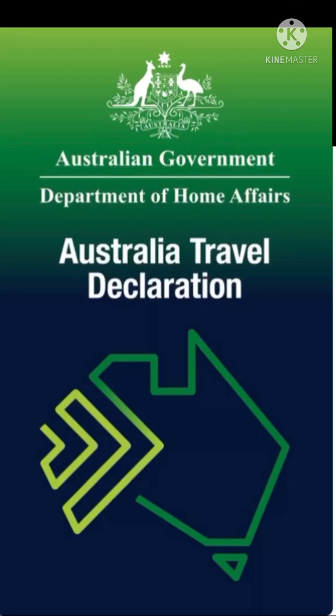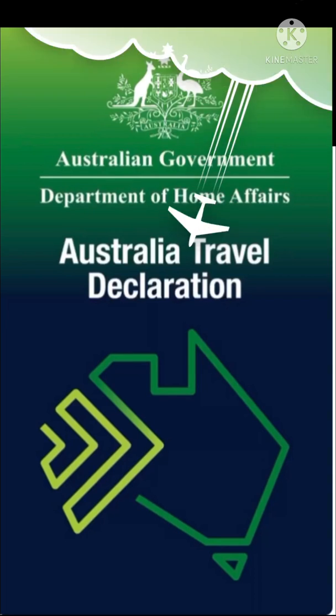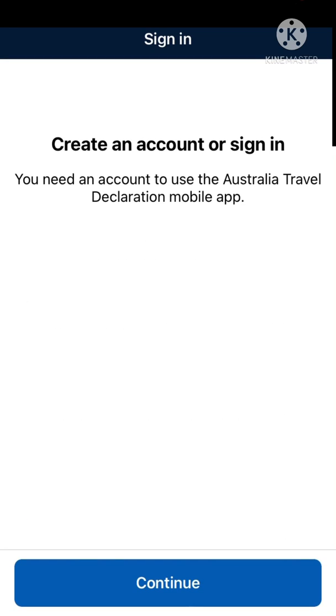Today we will be filling in the Australia Travel Declaration via the app. So if you haven't already downloaded the Australia Travel Declaration app, go in and download it through the App Store or Google Play Store. Now, as noted here, it says before you can use the Australia Travel Declaration mobile app, you need to create an account in order to sign in.